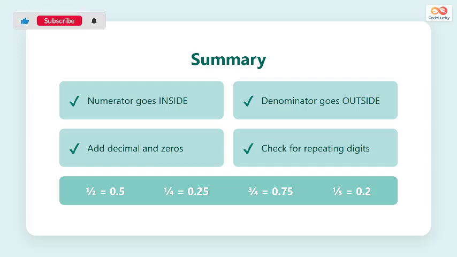To wrap up, remember these key points. Always put the numerator inside the division box. Add a decimal point and zeros to solve. Watch out for repeating patterns. Finally, it is helpful to memorize common conversions like 1/2 equals 0.5 and 1/4 equals 0.25.